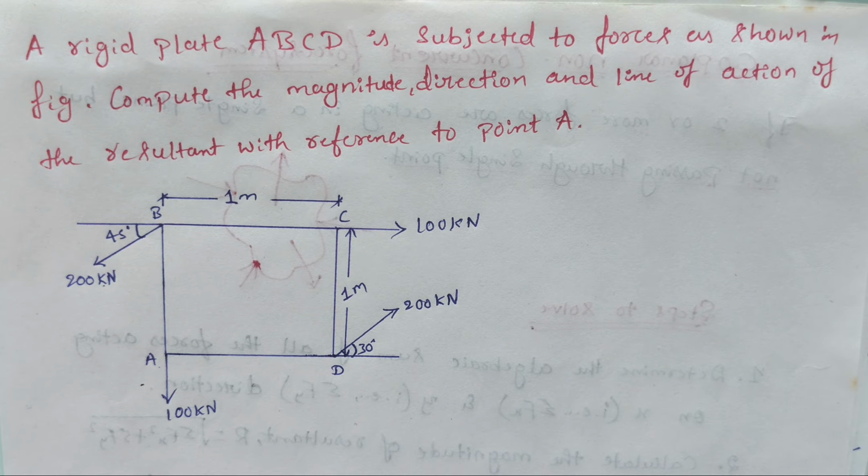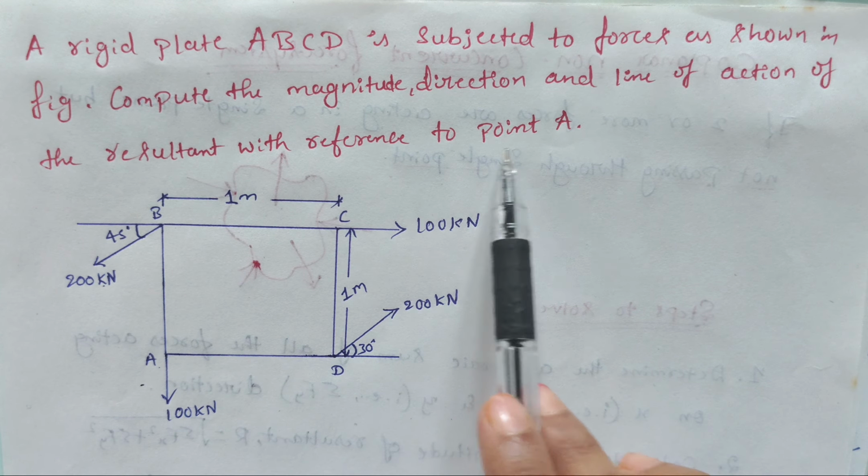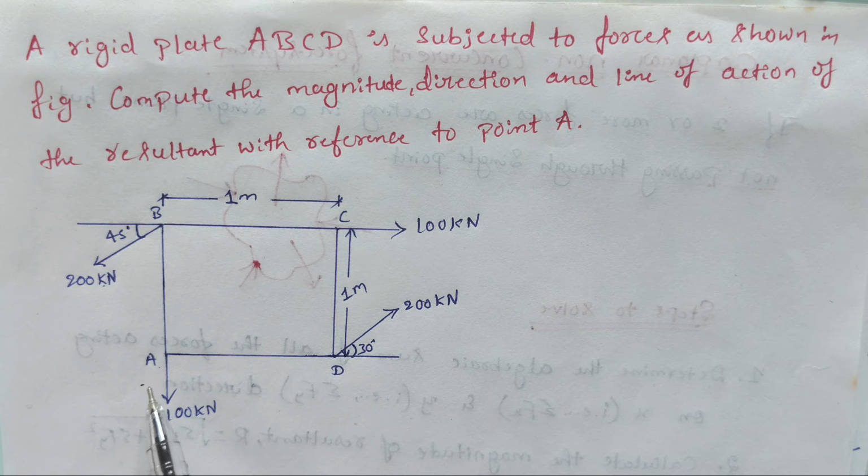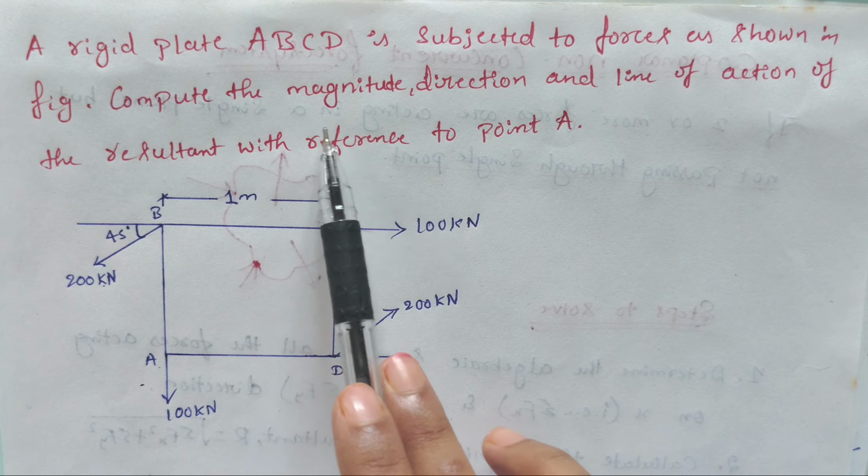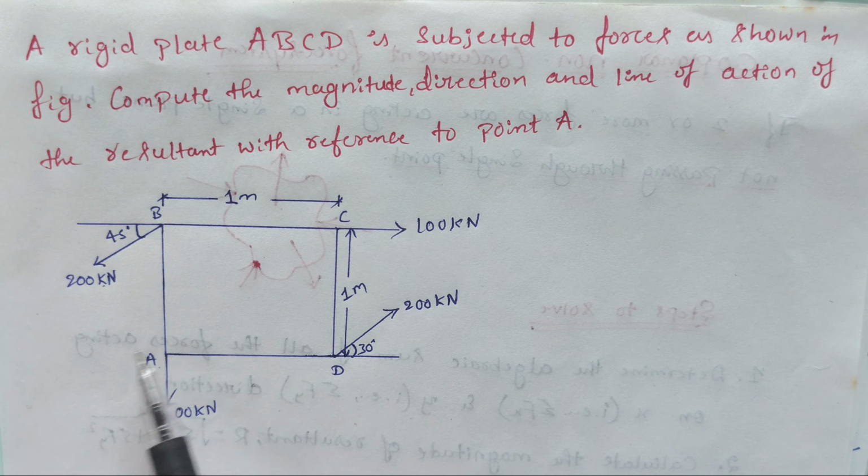Today we will discuss this problem. This problem states a rigid plate ABCD is subjected to forces as shown in the figure. Compute the magnitude, direction and line of action of the resultant with reference to point A. So we have to find the magnitude, direction and line of action with respect to the point A.